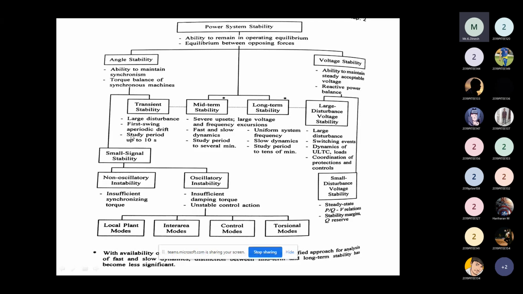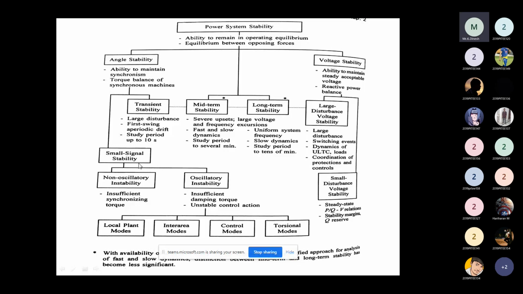So they are approximating the study period of 10 seconds. So this is your transient stability. So you may infer large disturbance. So aperiodic drift is possible. Steady period is 10 seconds. That is possible here. So another classification of angle stability is small signal stability.